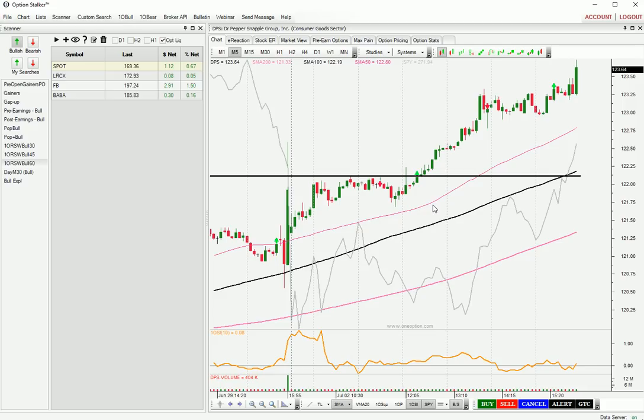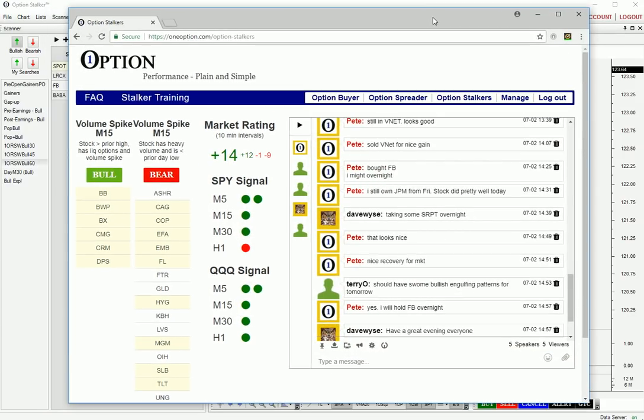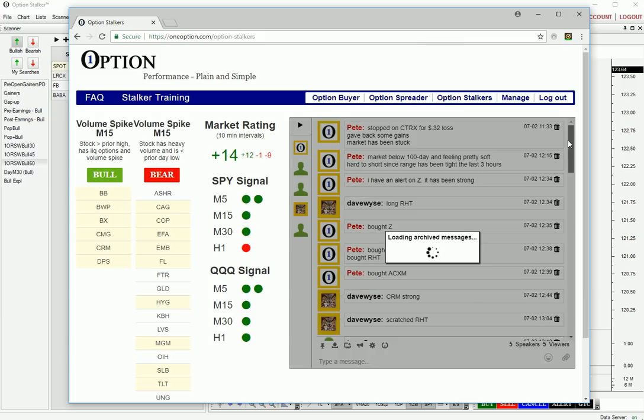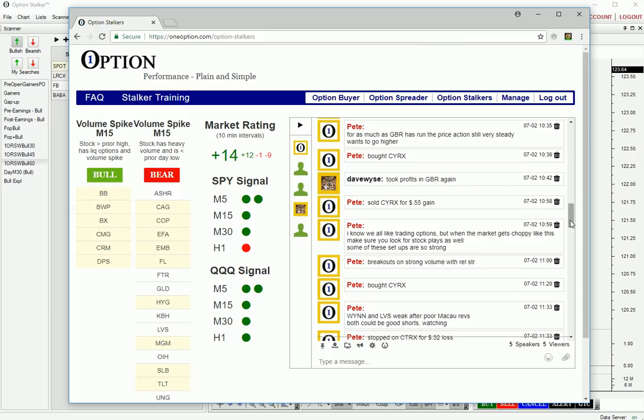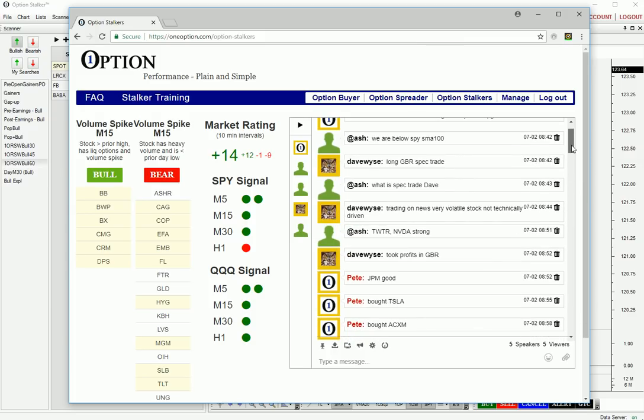Option Stalker is so powerful. We generate trading ideas throughout the course of the day, and we post our ideas in the chat room. So the chat room is also included. So all day long, you'll see us posting our trades in here. If I go back, I'll show you some of the trades that I did today. Had an excellent day.